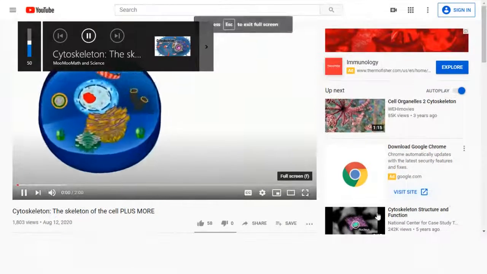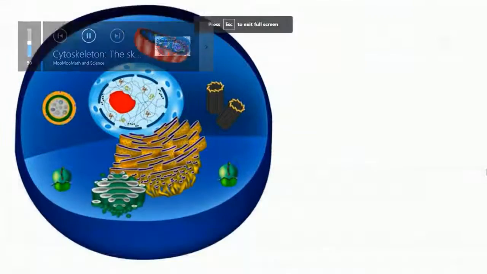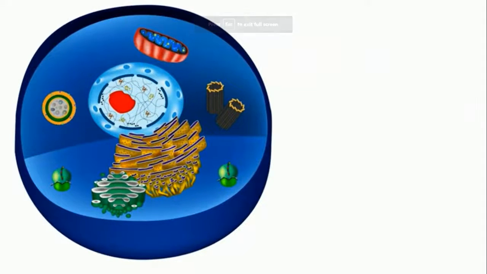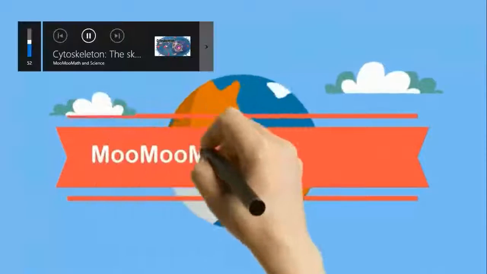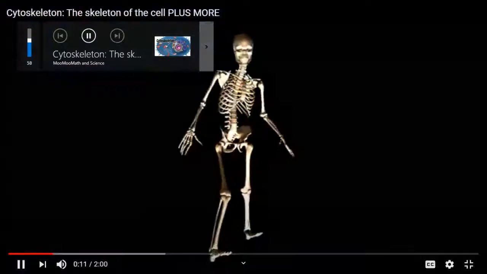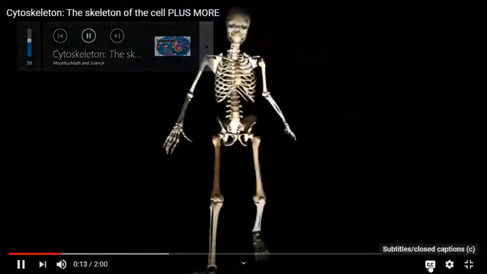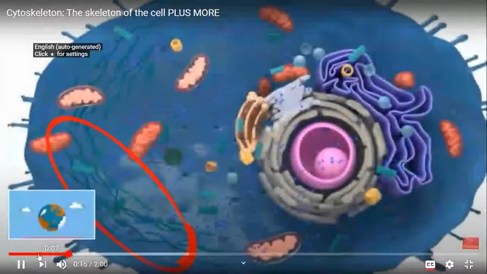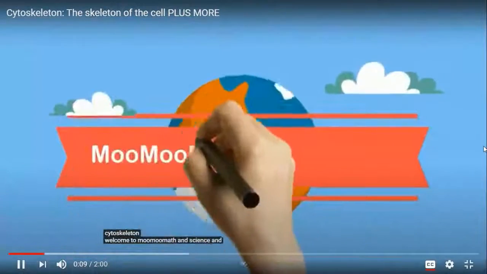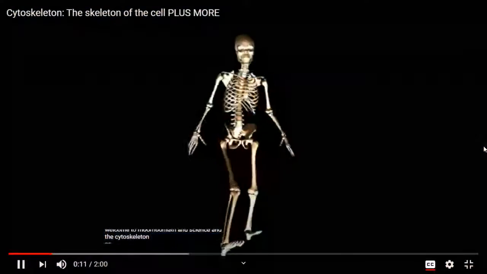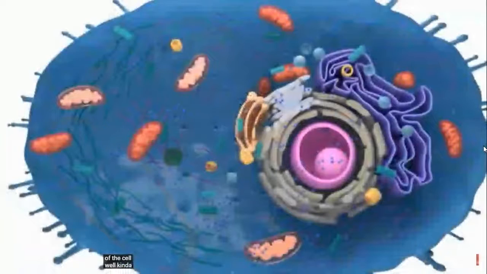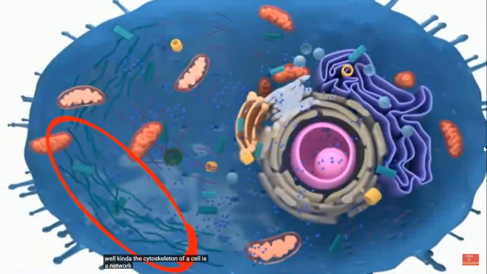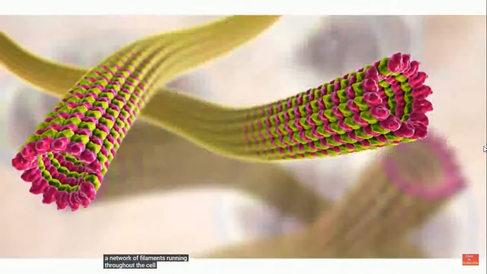If you take a look at most drawings of a cell, a major component is usually missing, the cytoskeleton. Welcome to Moo Math and Science, the cytoskeleton. The name implies it is the skeleton of the cell. Well, kind of. The cytoskeleton of a cell is a network of filaments running throughout the cell.